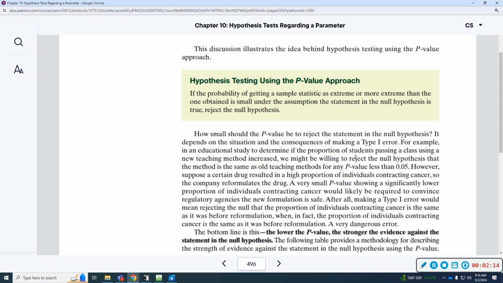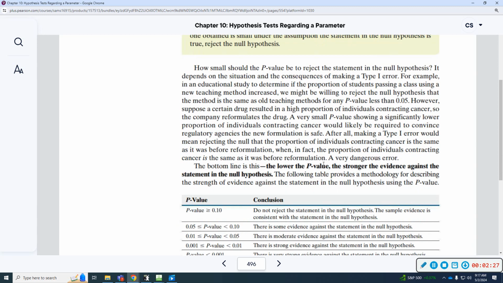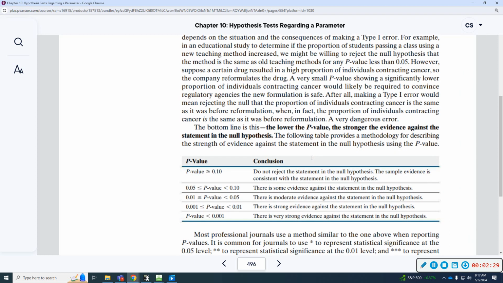So it's worse to convict an innocent person, so we want that to be really, really small. So usually when we assume the hypothesis is true, if we don't have enough evidence to prove guilt, then we assume the innocence. So just go back and review those.